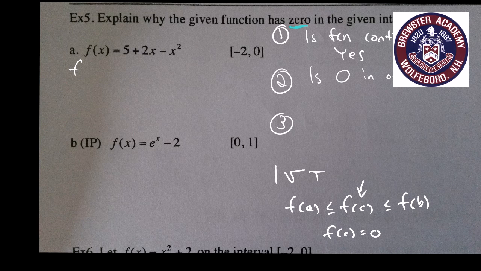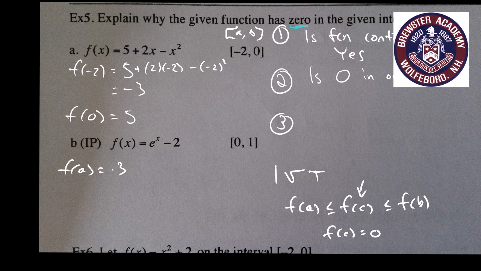So if we have f of a, we look over here, we have our interval a comma b. So f of a would be f of negative 2, which is equal to 5 plus 2 times negative 2 minus negative 2 squared, which is equal to 5 plus negative 4 minus 4. So that's 5 minus 8, which is negative 3. If we look at our f of b, f of 0 is equal to 5 plus 0 minus 0, which is 5. So now we have f of a equal to negative 3 and f of b equal to 5.